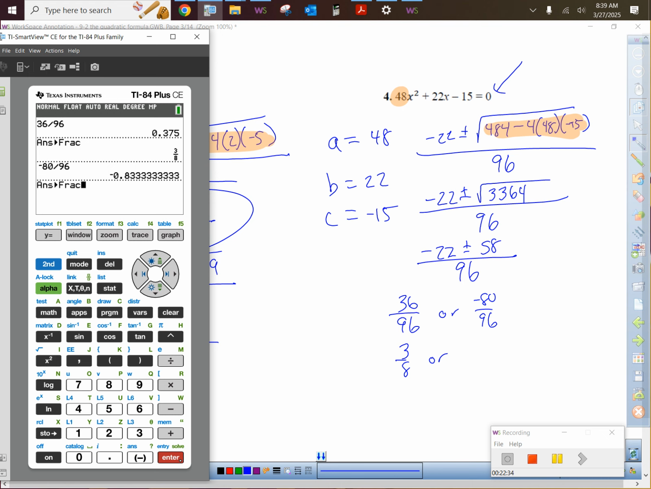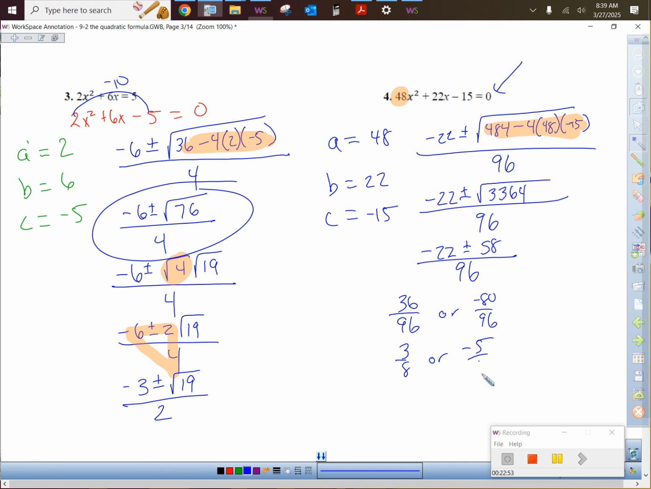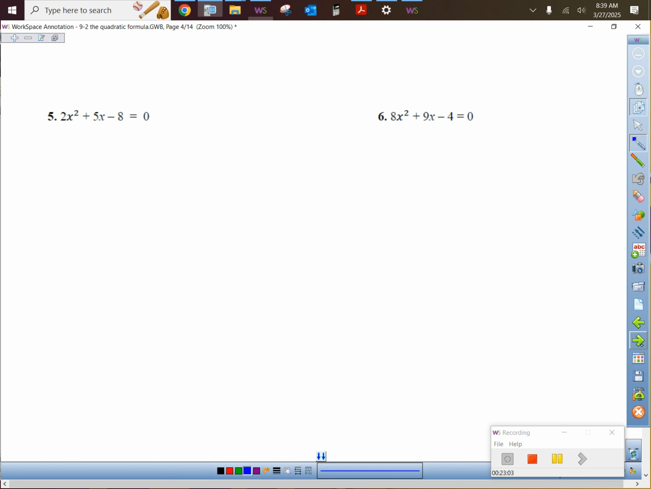Although we don't like fractions, when I ask the question, does it come out nice? The answer to that is yes. That actually came out nice because there was no radicals with it. Cool, let's keep going. Set them up for the quadratic formula.